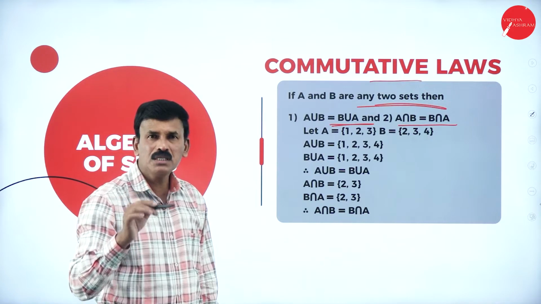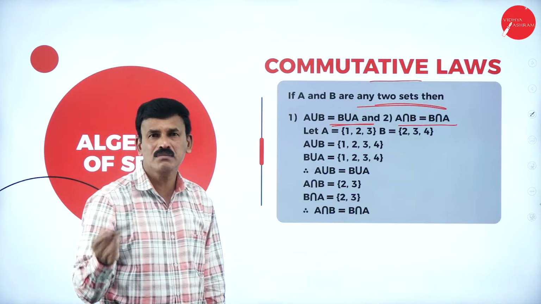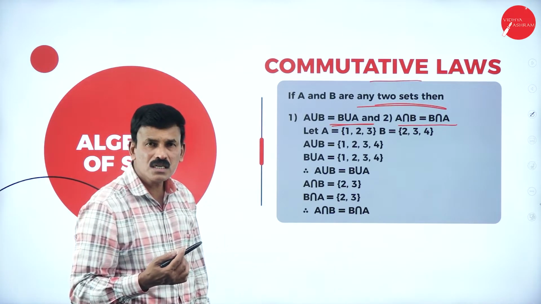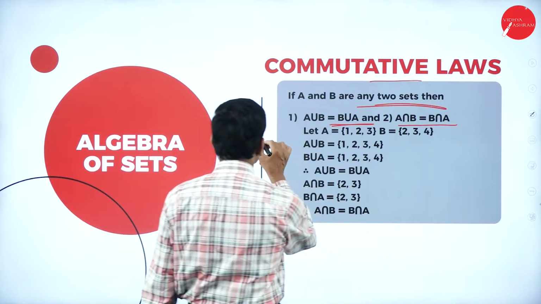A union B is the same as B union A. Similarly, A intersection B is the same as B intersection A. So they are called the commutative law. Now, let us come to a small example. Let us take an example.